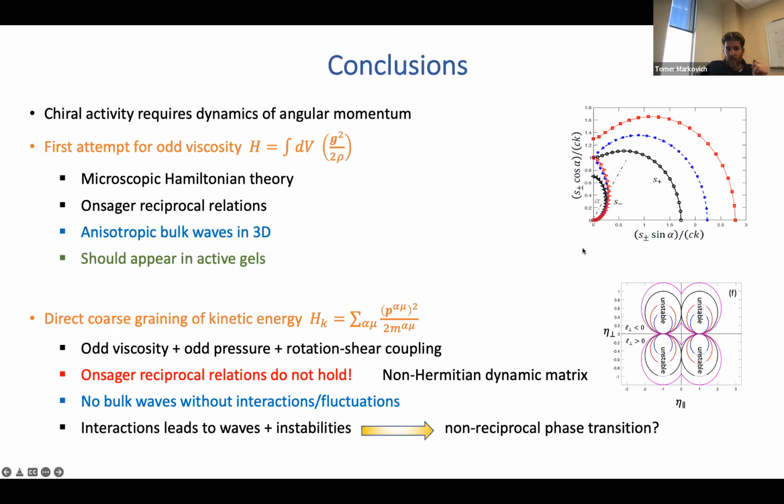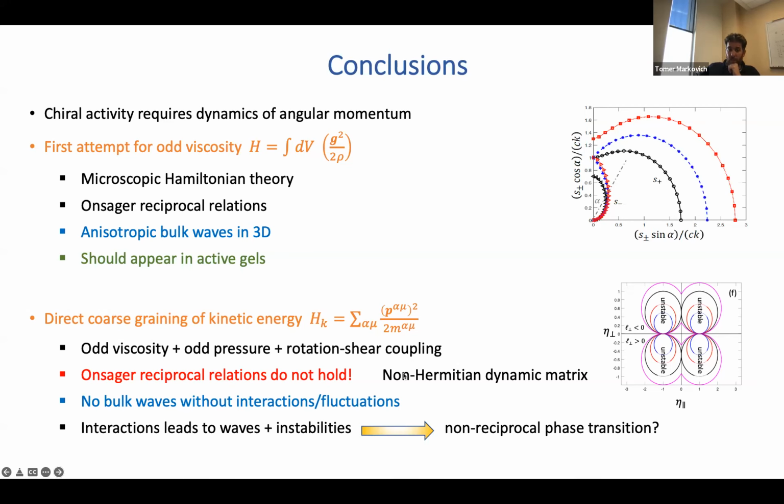So to conclude, if I want to talk about chiral activity, I have to talk about angular momentum. We first tried to write the Hamiltonian as just the total momentum squared over 2 rho. So we had a microscopic Hamiltonian theory that gave us odd viscosity. It had Onsager relations in it. We find that you have anisotropic bulk waves in 3D, and we also predicted that we should find odd viscosity in active jets. When you coarse-grain the Hamiltonian directly, we find that we do have odd viscosity, but also odd pressure and other types of coupling, and those don't appear in 2D.